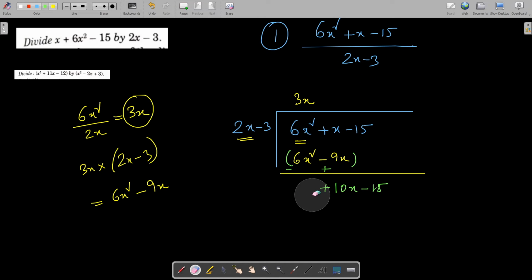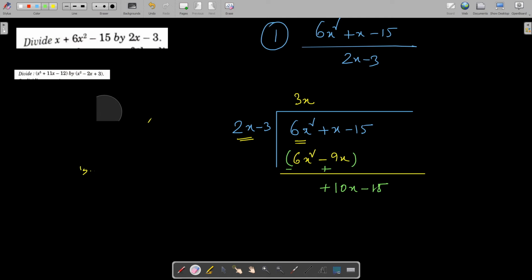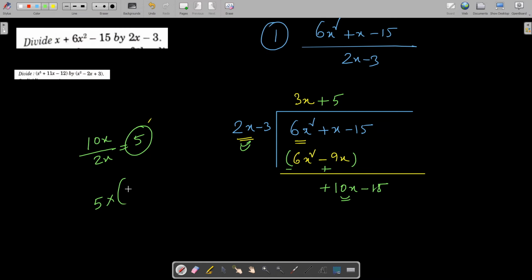Easy. Now we are gonna follow the same steps again. We'll take the first term of the divisor and the dividend. We'll do 10x divided by 2x. We'll get 5. So it's plus 5. Okay, so we'll write plus 5. Then what we're gonna do? We're gonna multiply this 5 with the divisor. What we'll get? 10x minus 15.